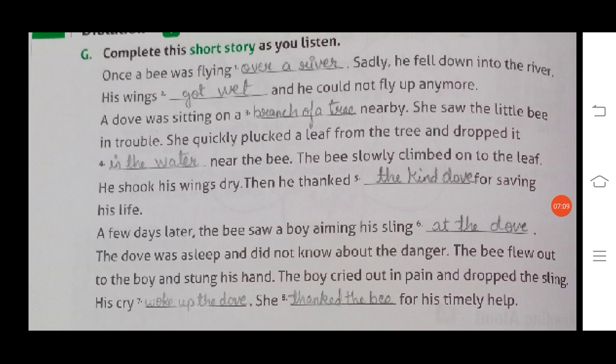Once a bee was flying over a river. Sadly, he fell down into the river. His wings got wet and he could not fly up anymore. A dove was sitting on a branch of a tree nearby. She saw the little bee in trouble. She quickly plucked a leaf from the tree and dropped it in the water near the bee. The bee slowly climbed onto the leaf. He shook his wings dry. Then he thanked the kind dove for saving his life.